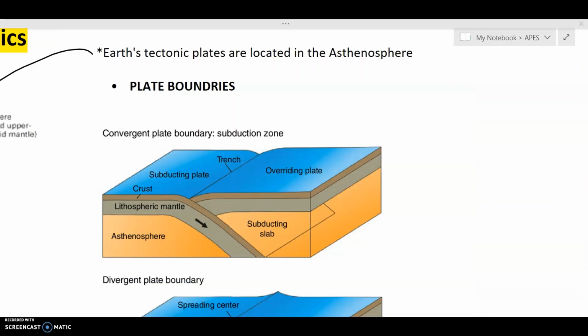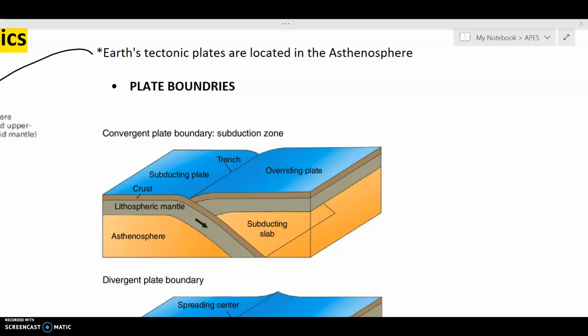Okay, so now let's talk about plate tectonics. And as I mentioned before, the tectonic plates are located in the asthenosphere. So before we actually talk about the plates themselves, let's take a look at plate boundaries. So there's three types of plate boundaries you should be familiar with. The first one is a convergent plate boundary. It's also called a subduction zone.